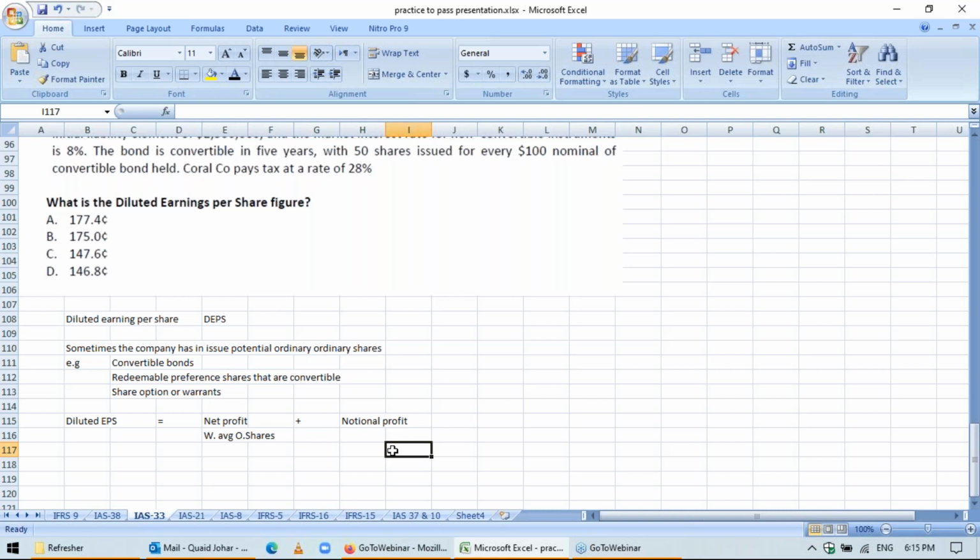So we will take the assumption that had we not had the convertible bonds, we wouldn't have an interest expense, so our profit would increase. So we will add the interest expense currently charged to the profit and loss account to the net profit, right? And further, when the convertible bonds get converted into shares, the shares will also increase, so we will also add shares in the denominator. So two things happened, one in the numerator and one in the denominator.